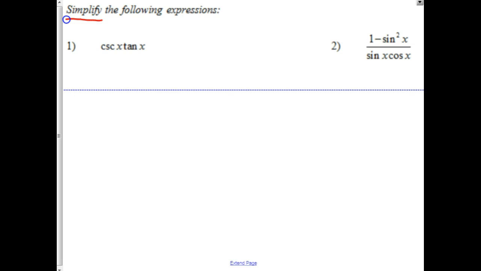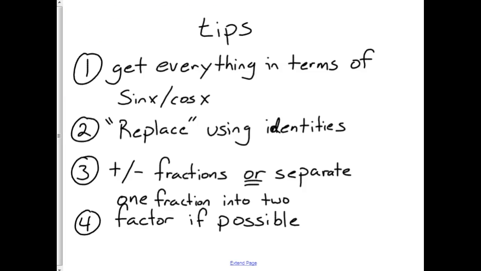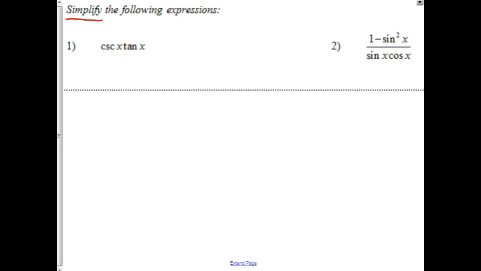So let's see. On number 1, what do we got? We have cosecant x times tangent x. Well, which one of these tips could actually help us? Let's see. Well, let's just try one. Let's try number 1, okay? Get everything into terms of sine and cosine, because sometimes you're just going to have to play with it until you get it. Okay? So if I change this into terms of sine and cosine, what would that look like? Cosecant x is actually 1 divided by sine x, just like that. And since these two things are together, that's the same thing as multiplication. Tangent is sine x over cosine x, just like that.